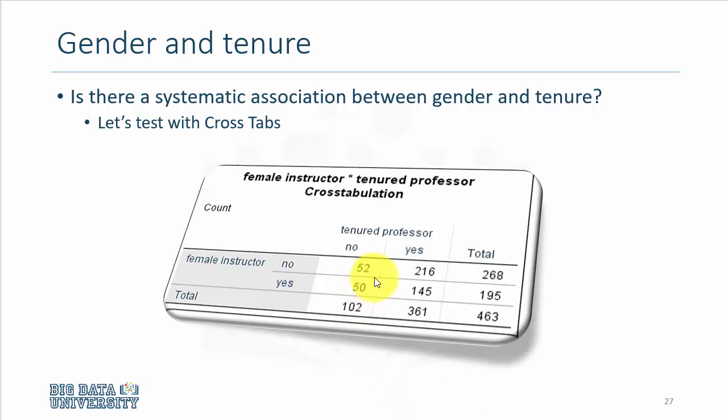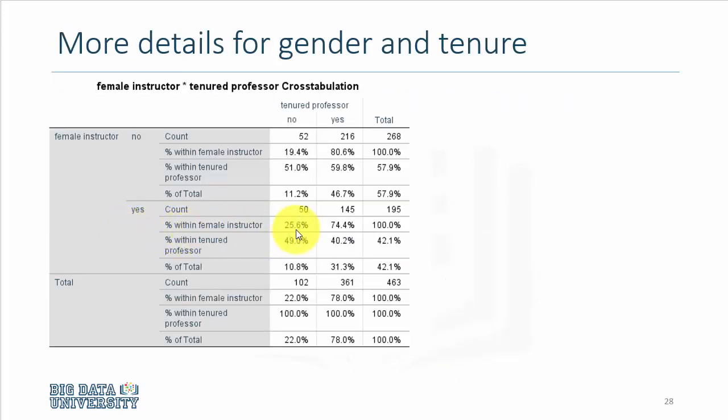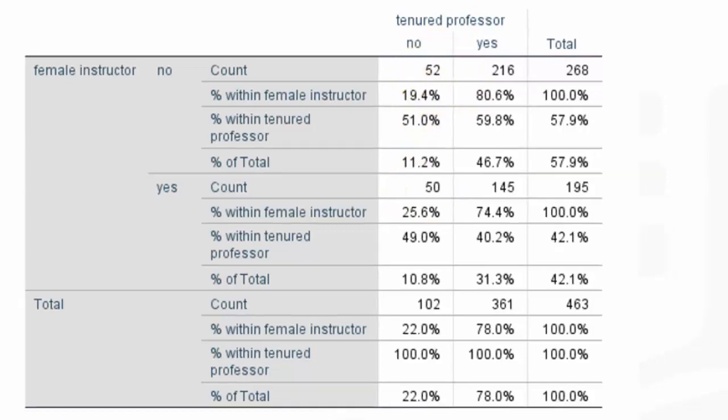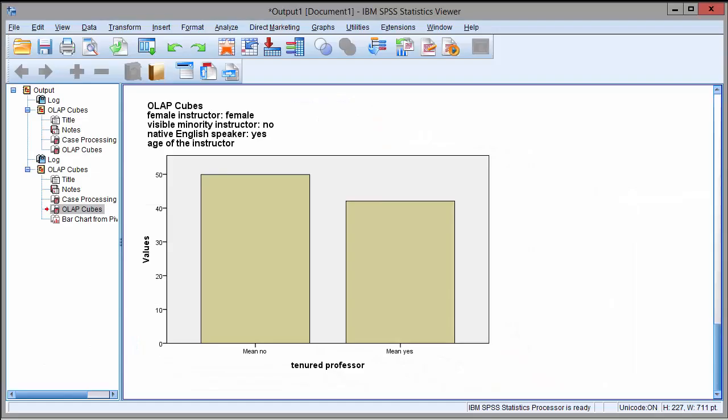That is the proportion of males versus proportion of females who are tenured. So you will see that 26% of females are untenured compared to 19% of the males, even though more males in terms of raw numbers, 52 versus 50, are untenured. So how do we do this in SPSS?